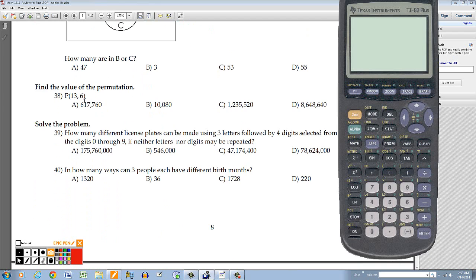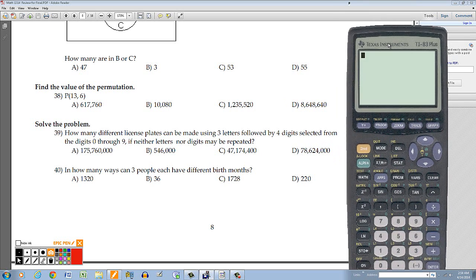Find the value of the permutation P of 13 comma 6. This would be kind of like the combinations, except it's permutation. So type in 13 on the home screen and go to math, over to probability, and number 2 is permutations. Type in a 6. So this reads number of permutations of 13 things taken 6 at a time. Hit enter. And that gives you answer C.